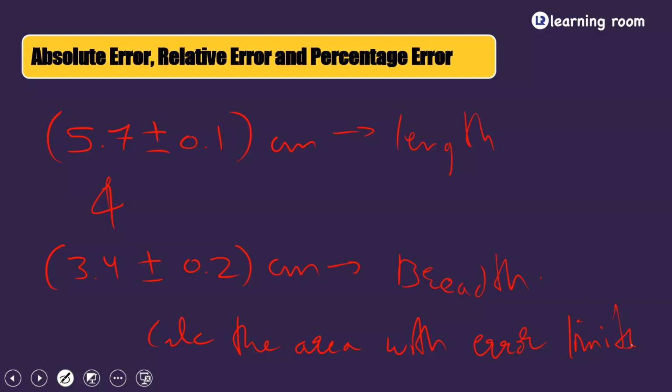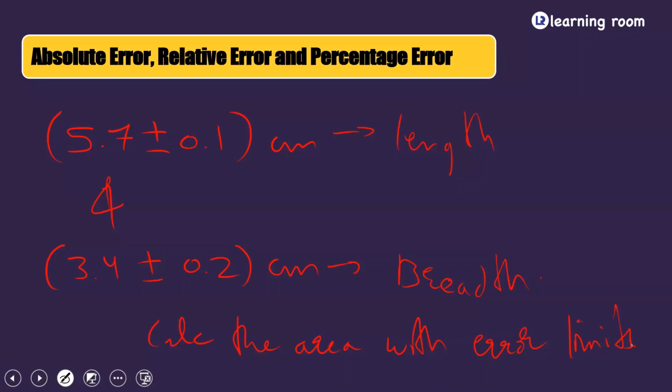So that means 5.7 is the quantity that has been measured. It may be plus or minus 0.1. That is the error. Delta is 0.1. Again, the second quantity is 3.4, and the delta is 0.2. First you find the area and then you do whatever you want with the error, and your final answer will be area plus or minus the error that you find.